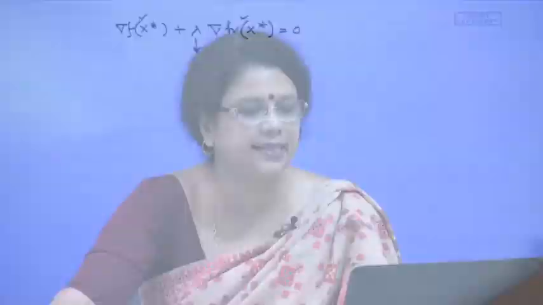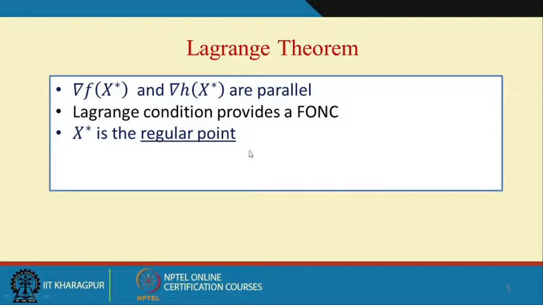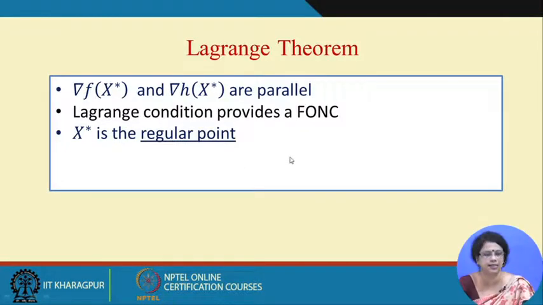Now, another point is that we are calling x star, a minimizer of the nonlinear programming problem, the regular point. What is the meaning of the regular point? We know the meaning of the feasible point: it is the point in the feasible space, that means the point which satisfies all the constraint set. Here also, x star is a regular point if it is in the feasible space, but it has certain other properties as well. I will discuss in the next what the regular point is.